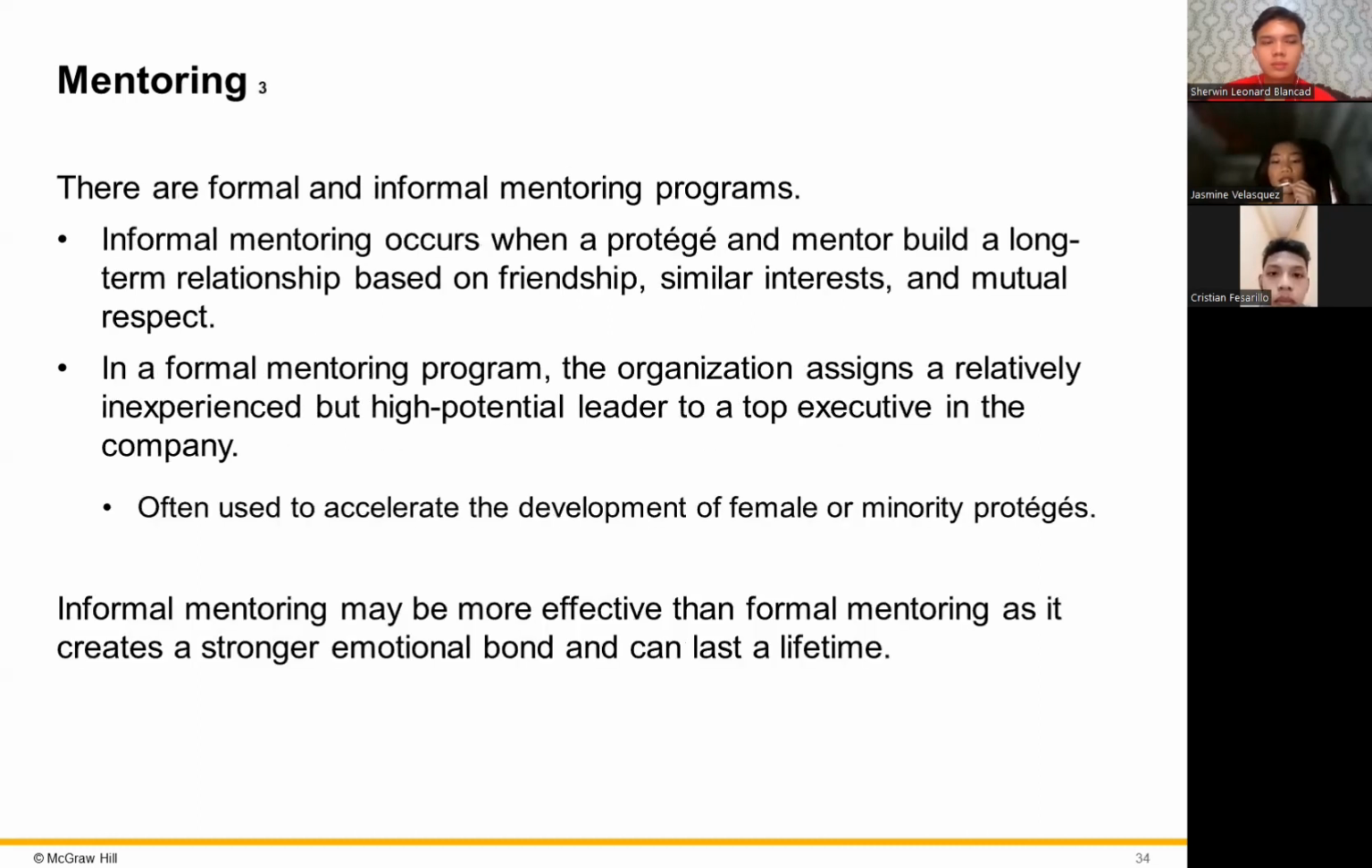There are formal and informal mentoring programs. Informal mentoring is an unstructured, spontaneously growing relationship, whereas formal mentorship is a highly organized partnership. Informal mentoring occurs when a protégé and mentor build a long-term relationship based on friendship, similar interests, and mutual respect. In a formal mentoring program, the organization assigns a relatively inexperienced but high-potential leader to a top executive in the company, often used to accelerate the development of female or minority protégés. Informal mentoring may be more effective than formal mentoring, as it creates a stronger emotional bond and can last a lifetime.